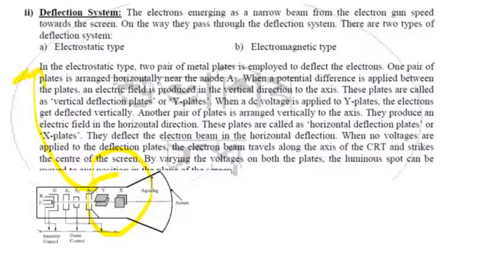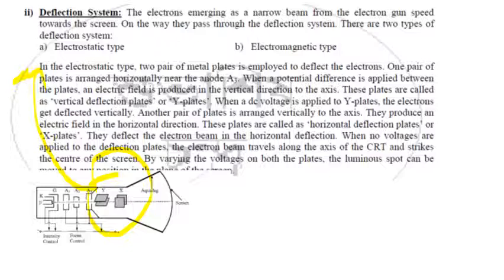One pair of plates is arranged horizontally near the anode A3. When a potential difference is applied between the plates, the electric field is produced in the vertical direction. And these plates are called vertical deflection plates or Y plates. When a DC voltage is applied to Y plates, the electron gets deflected vertically.